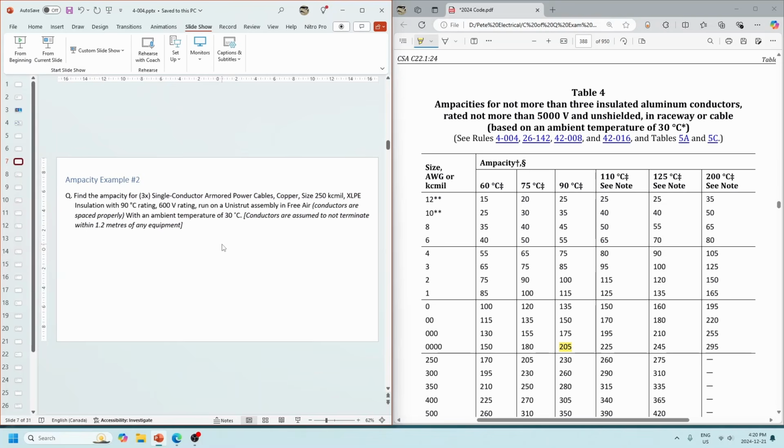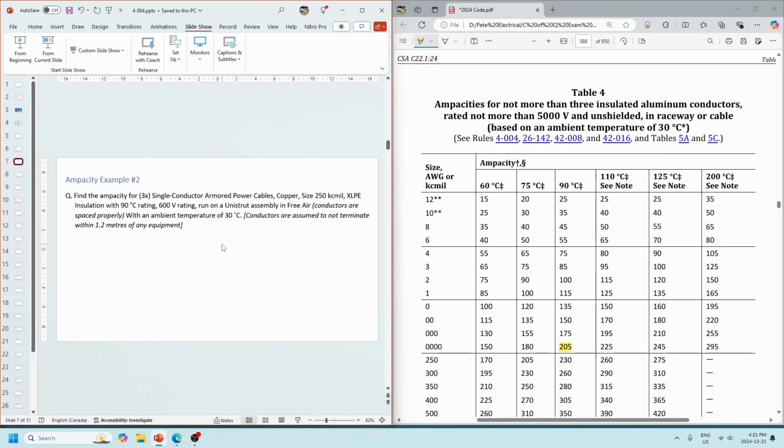So the next one is single conductor armored power cables, copper, size 250 kcmil, XLPE insulation with 90 degrees rating, 600 volt rating, run on unistrut assembly in free air. Conductors are spaced properly. We'll talk about spacing of single conductor cables. If they're too close, we'll have to derate them as well, but they're a diameter apart, and so there's lots of free air for them to dissipate their heat.